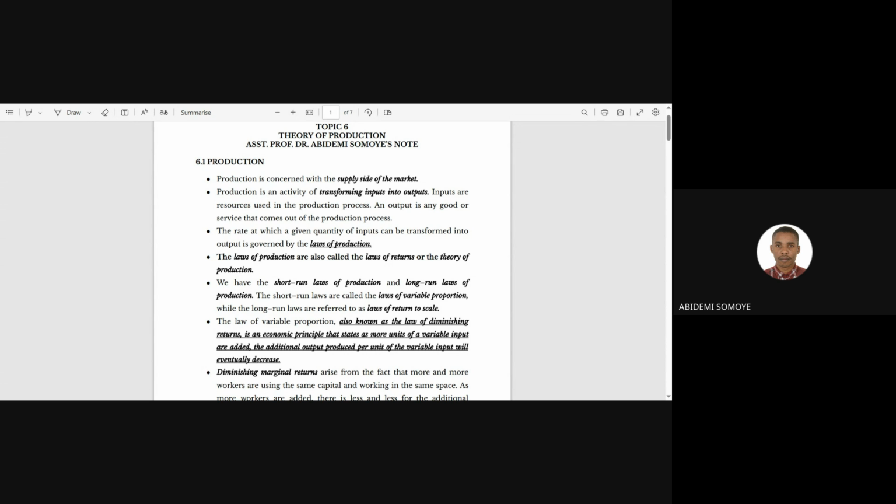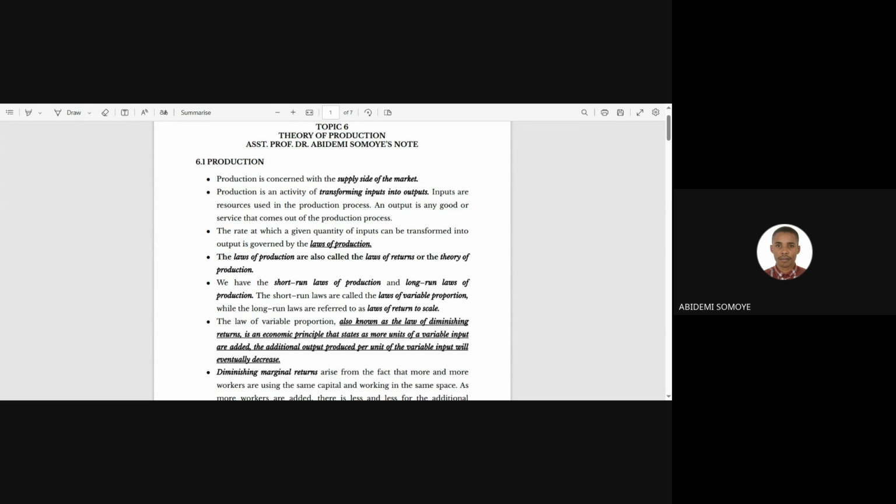Production is an activity of transforming inputs into outputs. Inputs are resources used in the production process, and an output is any good or service that comes out of the production process. So, for example, if you want to produce a book.